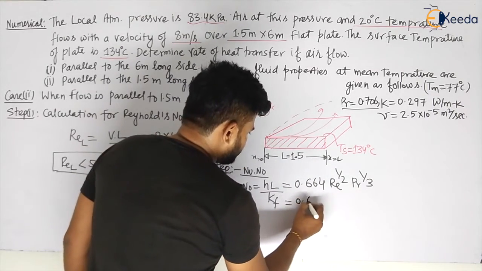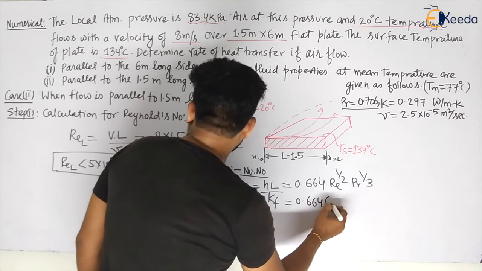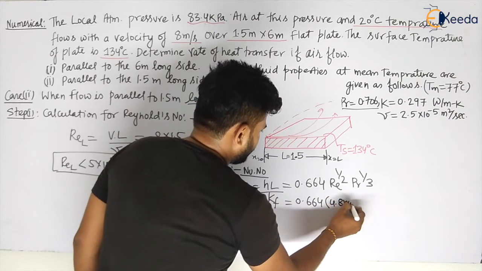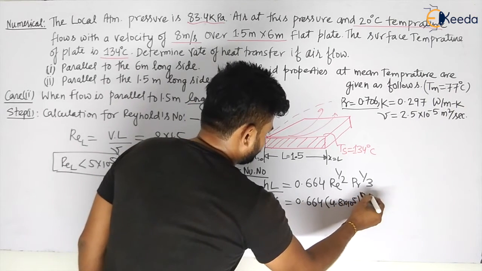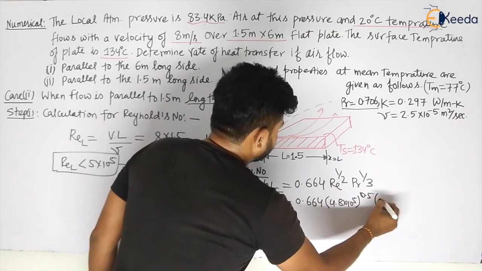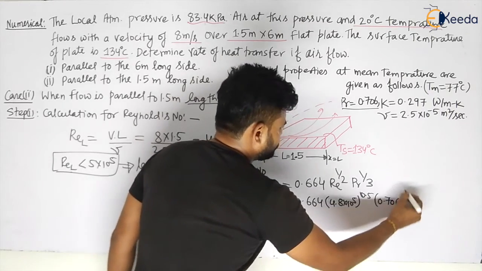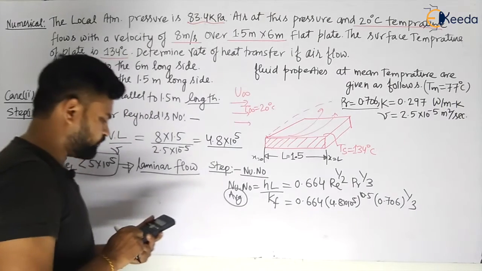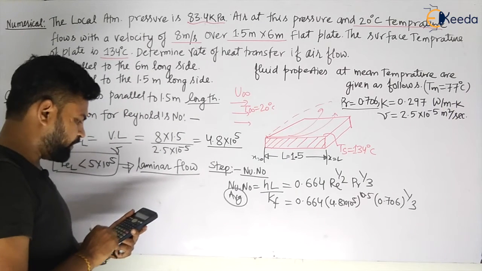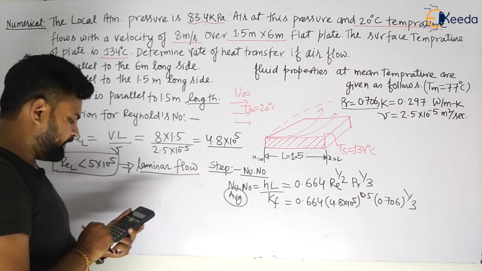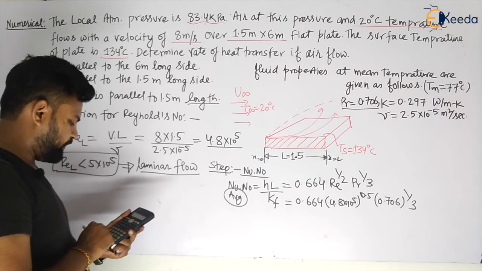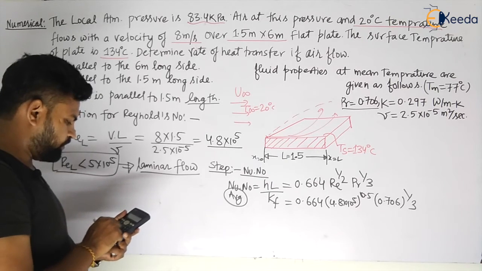So let us calculate it. This will become 0.664 into Re, which is 4.8 into 10 to the power 5, to the power half, that is 0.5, into Pr, that is 0.706, which will not change, to the power 1 by 3. So let us calculate it. Re to the power 0.5 multiplied by Pr, that is 0.706, to the power 1 by 3.